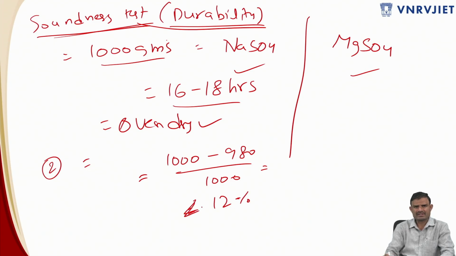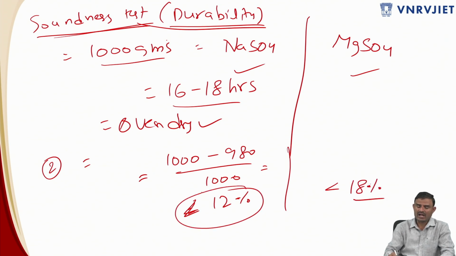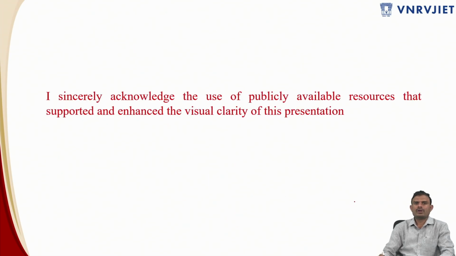So it should be less than 12% in terms of sodium sulfate, and less than 18% in terms of magnesium sulfate. As sodium sulfate is harsh in nature, we are restricting it to 12%. If the 12% is reached, it means the aggregate is not sound enough, so it is having porosity. Whereas it is allowed up to 18% for magnesium sulfate because the effect of magnesium sulfate on the aggregate is very less, so you can go up to a higher value of 18%. So this is the completion of the discussion on tests on aggregate.